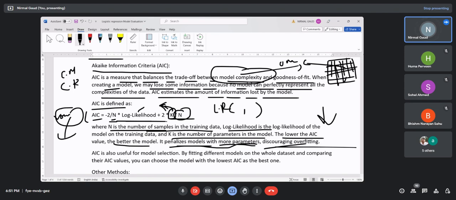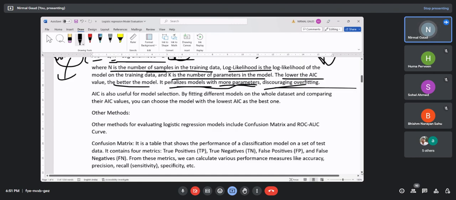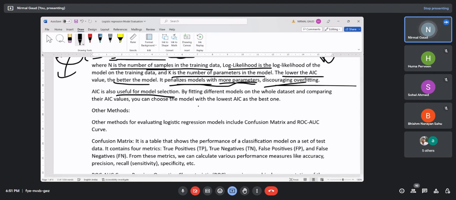Again, R2 and AIC are evaluation criteria. They say it's useful for model selection. That means by fitting different models on the whole data set and comparing their AIC values, we can choose the model with the lowest AIC, and that will be the best one. The model with the lowest information loss is going to be the best model for our use. So this is one way to evaluate a model.